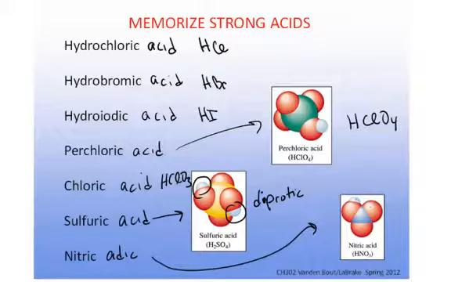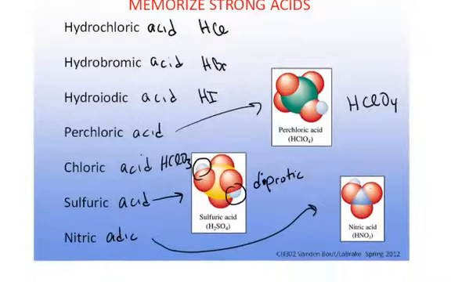Now, nitrous acid and chlorous acid, which are similar to chloric acid or nitric acid, are not strong acids. So not all oxyacids are strong. You just need to memorize this short list here.